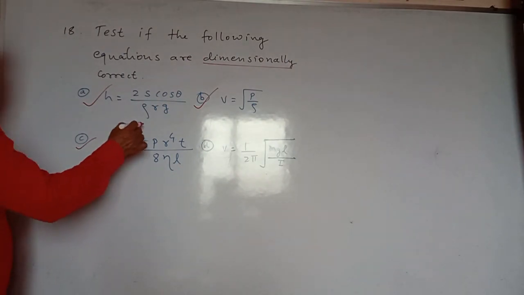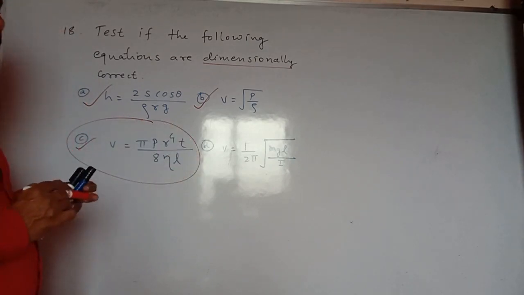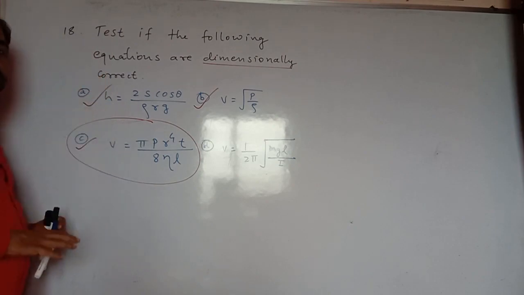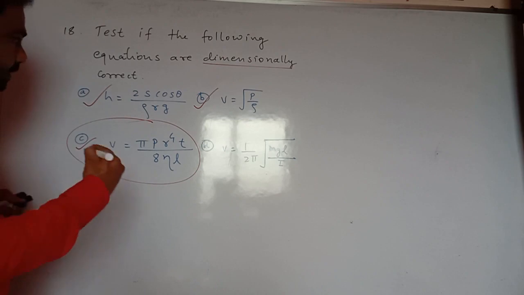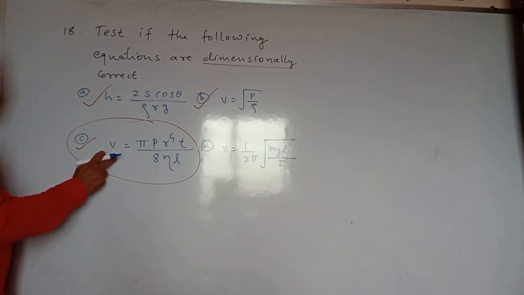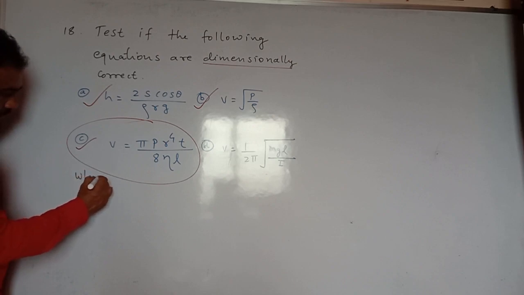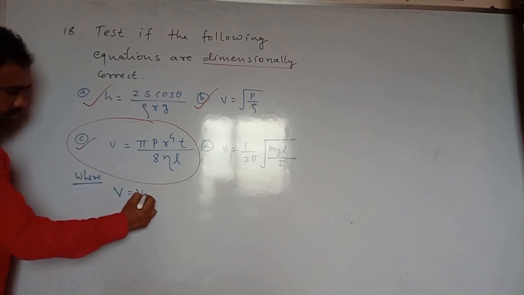So to solve these particular problems, we must know the parameters which are present in the equations. Now see which parameters are here. To solve this third problem, we must know the parameters. The parameters are like this. V, capital V, stands for what? Volume.